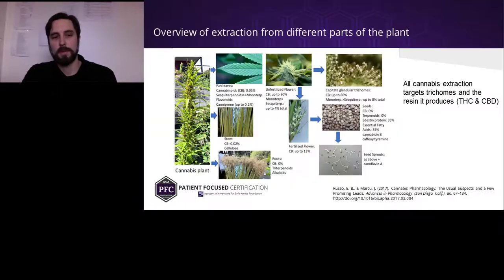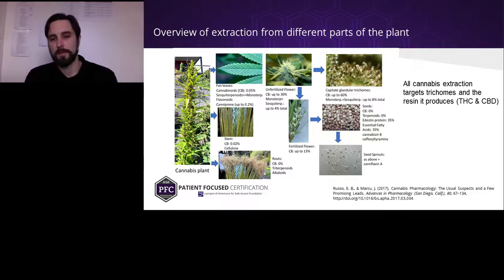And this is important because your extraction efficiency is going to depend on what part of the plant you're targeting. And this is from a book chapter published by Ethan Russo and myself last year entitled Cannabis Pharmacology, The Usual Suspects and a Few Promising Leads. Happy to share the article if you want to send me an email. But starting with our cannabis plant on the left, if we were just to break off the fan leaves and the stems and the roots, we would find little to no cannabinoids or terpenes there. A very, very small percentage, and probably it might be considered contamination where the flowering tops of the cannabis are dripping oil.